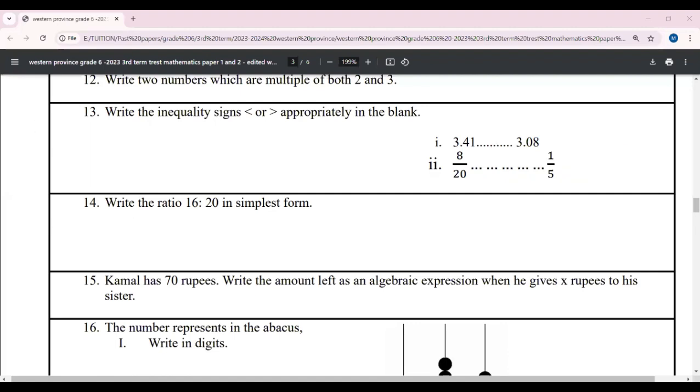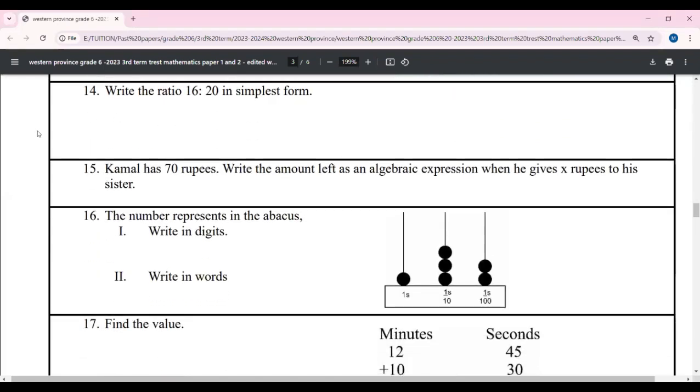Okay, and then the 14th question, write the ratio 16 to 20 in the simplest form. You can divide both by 4, and then you get 4 to 5, right? So when we have to get the simplest form of a ratio, we are going to divide both sides by the same number, right?